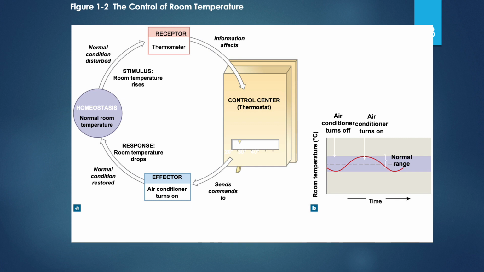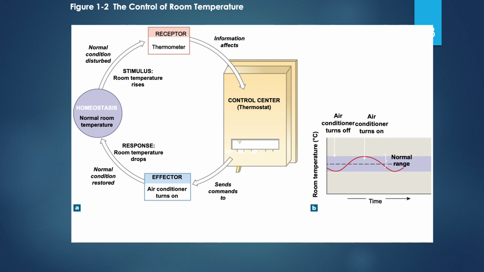So the major image on the left here shows you the control center, which is the thermostat, and it's responsible for sensing basically what the temperature is. So it sends commands to the effector. So the effector is the air conditioner in this example during the summer. And so the effector will turn on the air conditioner, and then the response is that the room temperature is going to drop once that air conditioner gets cranking. So then you have a nice normal temperature again, and things will settle down.